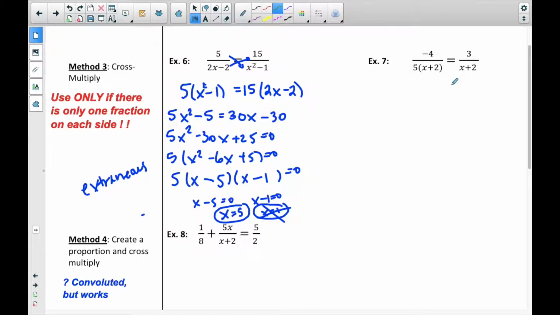Example 7 is really similar. Why don't you take a second, cross multiply, see what you get, and see if you have any extraneous solutions and if you have any valid solutions.